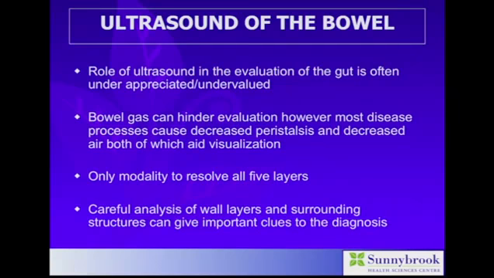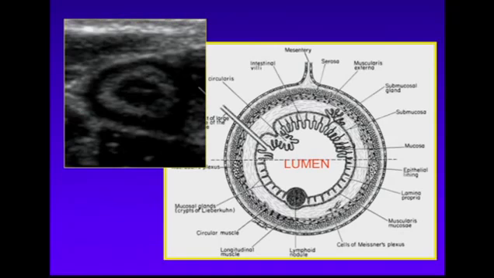However, in most diseased bowel, there is decreased peristalsis and decreased air, and both of these things will considerably aid in visualization on ultrasound. In addition, ultrasound is the only modality to resolve all 5 of the bowel wall layers. In addition, careful analysis of the wall layers as they are depicted on ultrasound and of the surrounding structures can give very important clues and allow us to arrive at a specific diagnosis. So we will begin by discussing the bowel wall layers and how they are visualized on ultrasound.